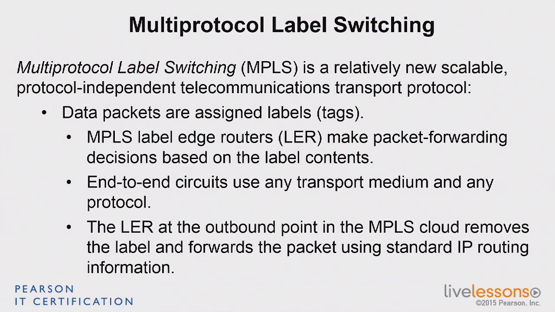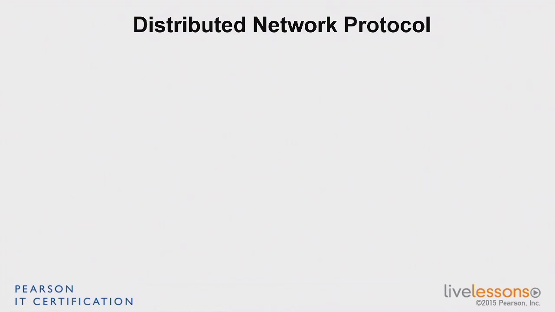Now, an MPLS network, though, does have to interconnect with a traditional IP network. The LER at the outbound point in the MPLS cloud will remove the label and forward the packet using standard IP routing information. We're seeing MPLS being used more and more often in private cloud networks. And what's important to know is that you can have an MPLS network that you're using for your organization, and then that MPLS network can easily connect to the rest of the IP environment.